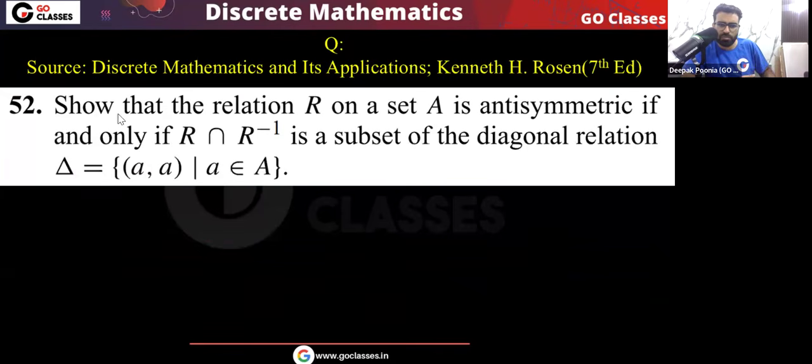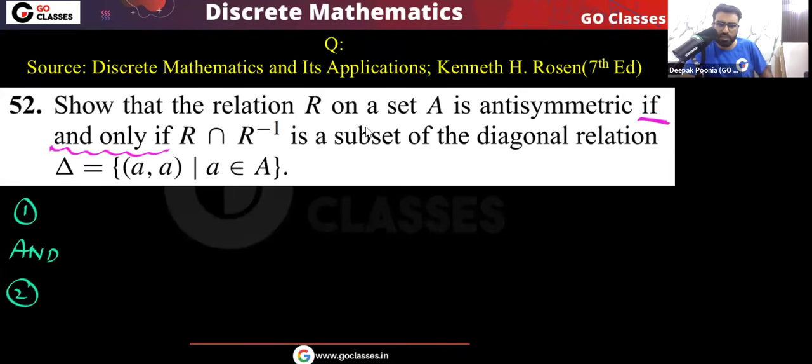Let's solve question 52 from Kenneth Rosen book. Show that the relation R on a set A is antisymmetric if and only if R intersection R inverse is a subset of the diagonal relation. Again, this statement is an if and only if statement. What I told you about an if and only if statement is that it is made of two statements. Because this is an if and only if statement, here we need to prove a total of two statements, 1 and 2.